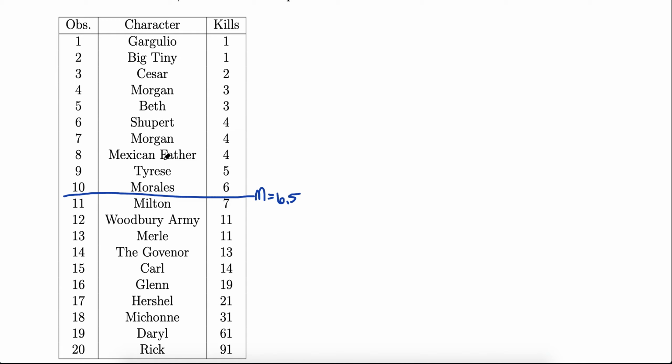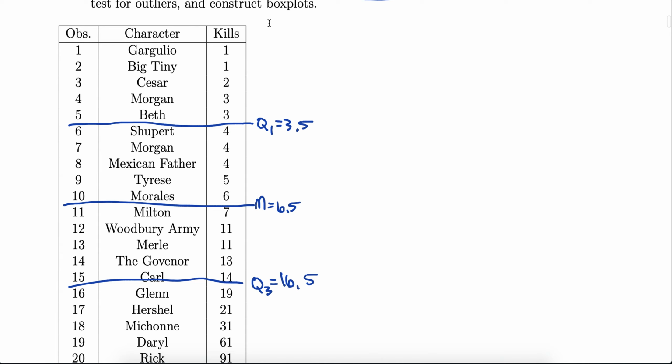Then I need the middle of the bottom half for Q1. So the middle of these 10 data points is going to be split right here, the average of 3 and 4. So Q1 should be 3.5. Same thing on the top half. I need the middle of these 10 data points, so between 15 and 16. If you do 14 plus 19 and divide by 2, you should get 16.5. 16.5 for Q3.